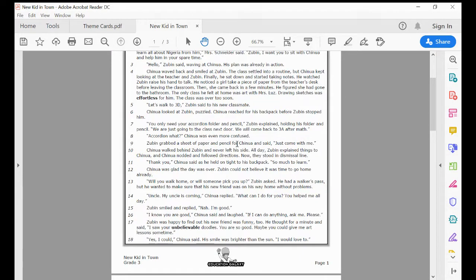Accordion what? Chinua was even more confused. Zubin grabbed a sheet of paper and pencil for Chinua and said, just come with me. Chinua walked behind Zubin and never left his side. All day, Zubin explained things to Chinua, and Chinua nodded and followed directions. Now they stood in dismissal line. Thank you, Chinua said as he held on tight to his backpack. So much to learn. Chinua was glad the day was over. Zubin could not believe it was time to go home already. Will you walk home or will someone pick you up? Zubin asked. He had a walker's pass, but he wanted to make sure that his new friend was on his way home without problems. My uncle is coming, Chinua replied.